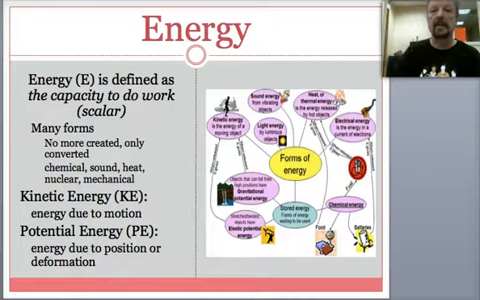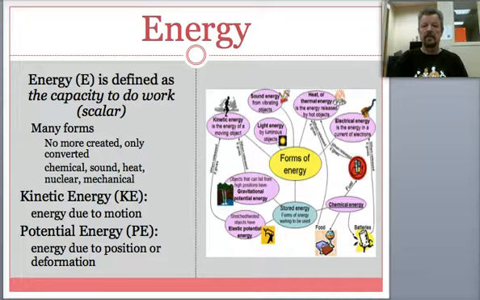Energy is defined as the capacity to do work. Many forms exist. None are created, only converted. Examples are chemical, sound, heat, nuclear, and mechanical energy. Two other ones that are important for this unit are kinetic energy, or the energy of motion, and potential energy, or the energy due to position or deformation.